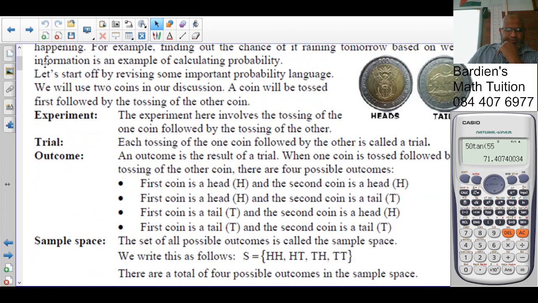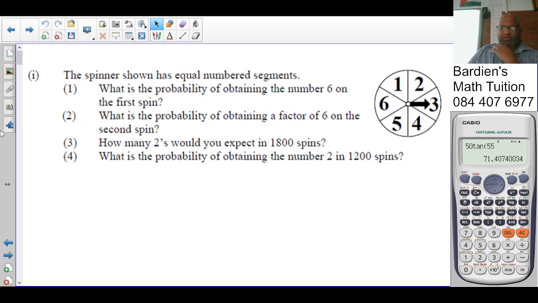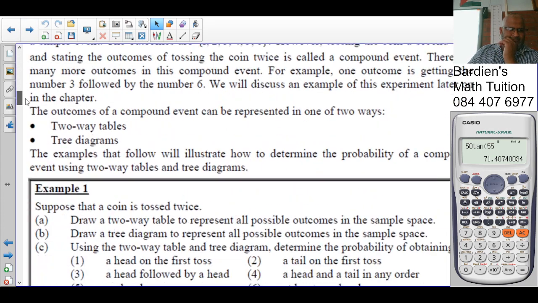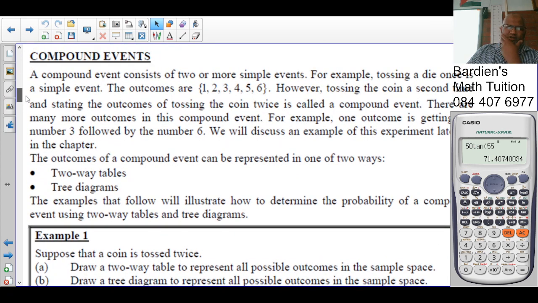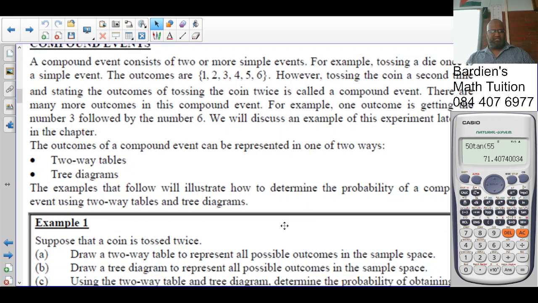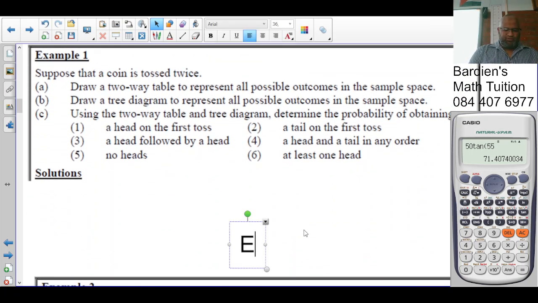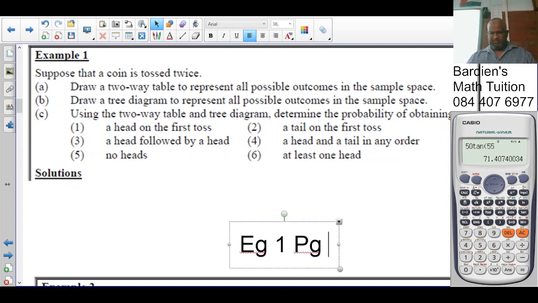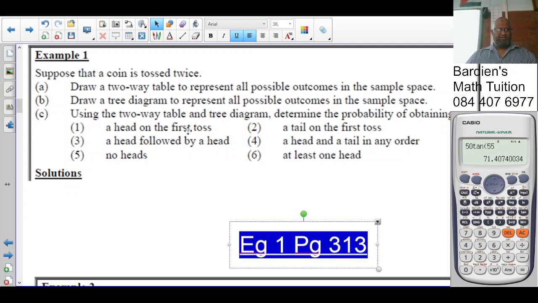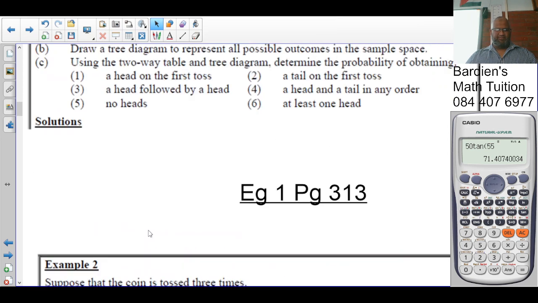Okay, so we're looking at probability. We're looking at compound events. So we see that a compound event consists of two or more simple events. Okay, and you guys have written that note down at this point. This is example 1 on page 330.